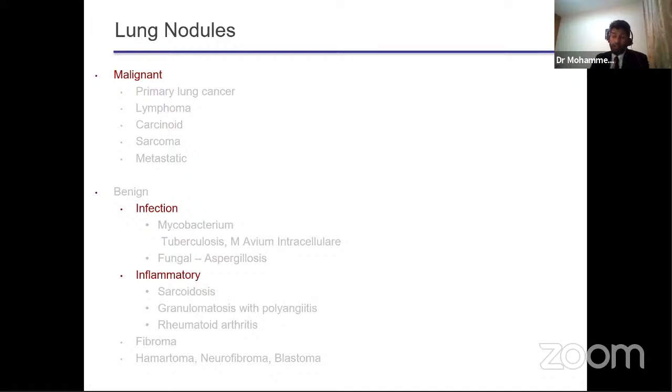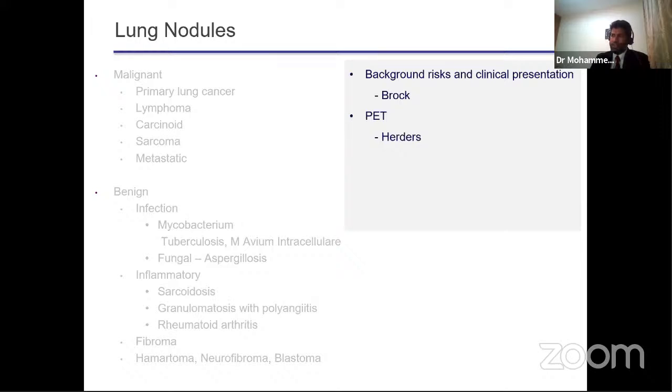Usually there will be multiple, and based on the risk, we can use something called a Brock score. If the patient has a PET scan, we can use something called a Herder's score. We can do bronchoscopy.